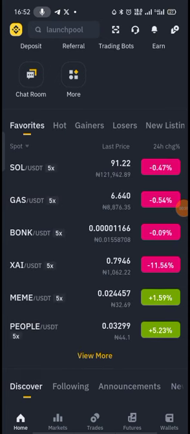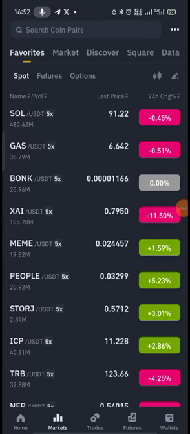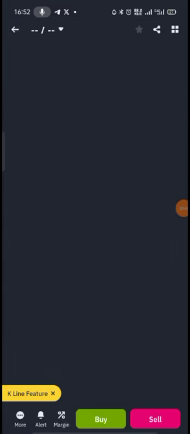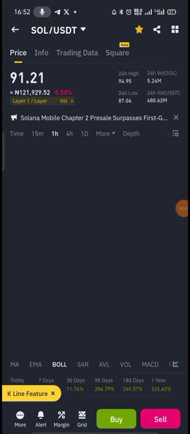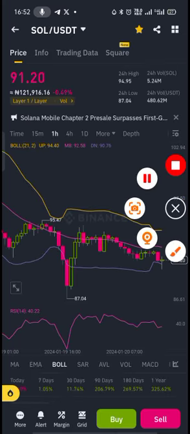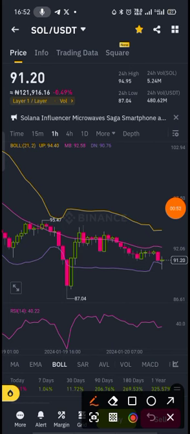So here we can see coins. You can see your favorite coins, coins that you made your favorite. Now, how do you make a coin a favorite? You see this star icon here. You can just use that star icon to make them your favorite.